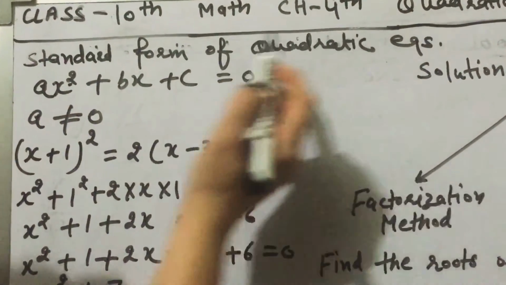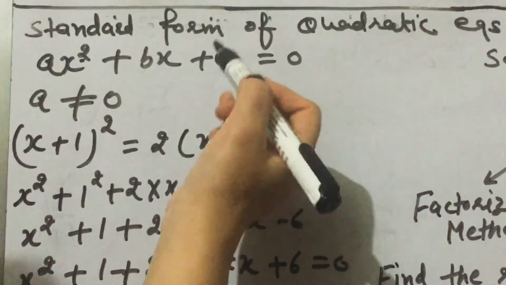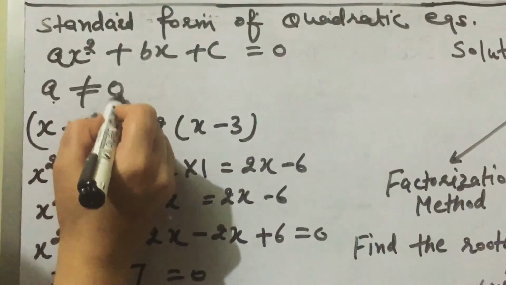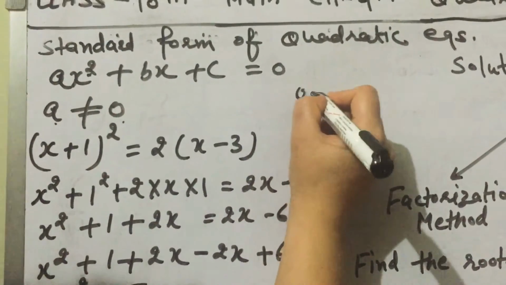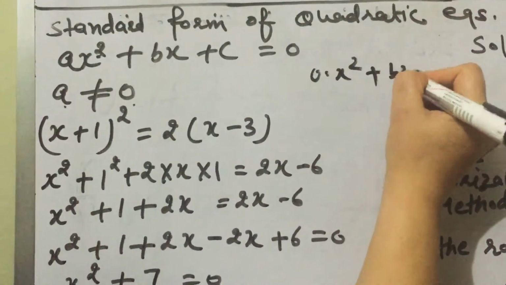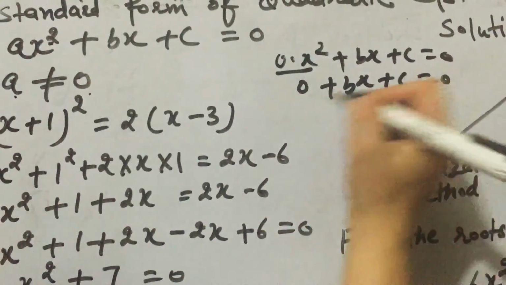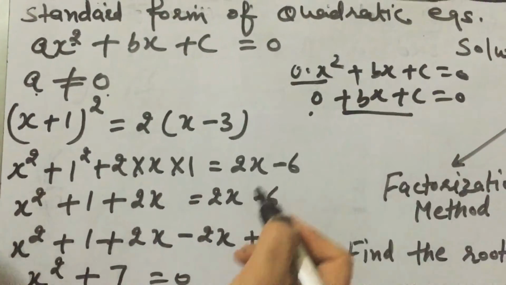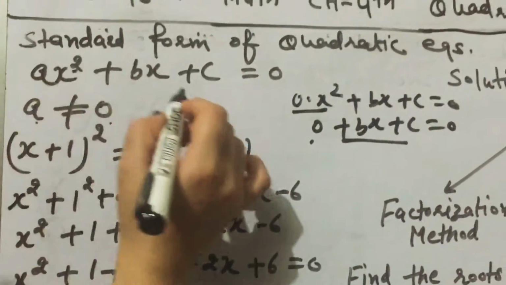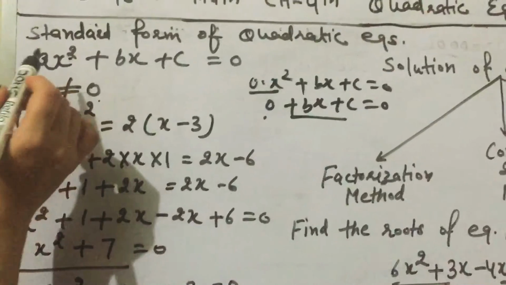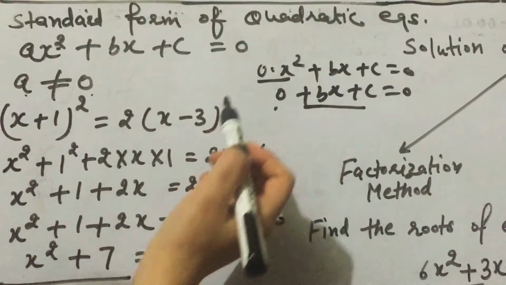Standard form of quadratic equation is ax square plus bx plus c, where a, b, c are any numbers and a is not equal to 0, x is variable here. Suppose a is equal to 0, then it will be 0 into x square plus bx plus c equal to 0. Then it becomes bx plus c equal to 0. Now the highest degree is 1, so it will become a linear equation. So if a is not equal to 0, then it will be a quadratic equation. So the general form, standard form of quadratic equation is ax square plus bx plus c equal to 0.